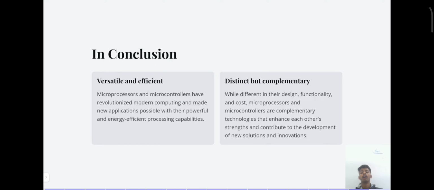In conclusion, microprocessors and microcontrollers are versatile and efficient. Microprocessors and microcontrollers have revolutionized modern computing and made new applications possible with their powerful and energy efficient processing capabilities. Distinct but complementary. While different in their design, functionality, and cost, microprocessors and microcontrollers are complementary technologies that enhance each other's strengths and contribute to the development of new solutions and innovations.